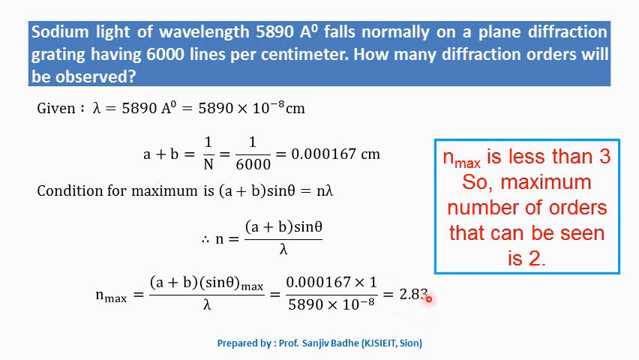So number of orders is less than 3. Will not round it off again. Number of orders is less than 3. So maximum number of orders that can be seen is 2. So 2 is the final answer, not 3. Remember this. We are not rounding it off.